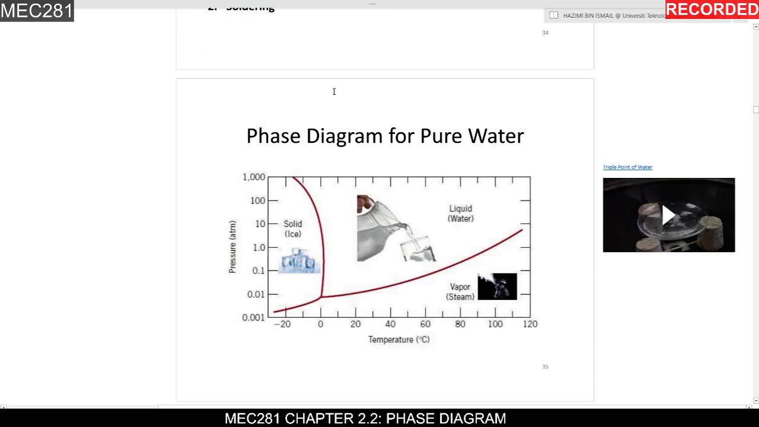So this is the example of the phase diagram for pure water. Okay, we know that the water can be found as a liquid and also as a steam or vapor, and also as a solid, but we call it ice for the water, right? Okay, like I mentioned earlier, we have the values of temperature, pressure, and composition of the water in the phase diagram here.